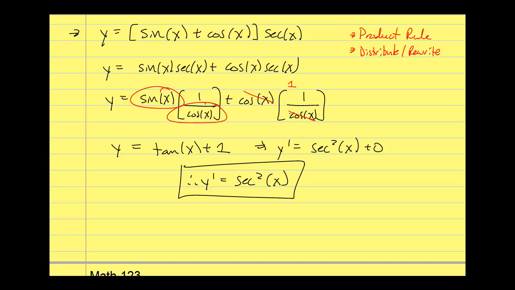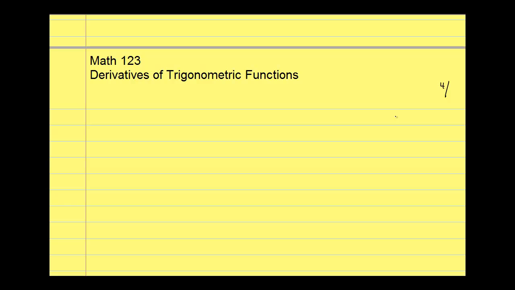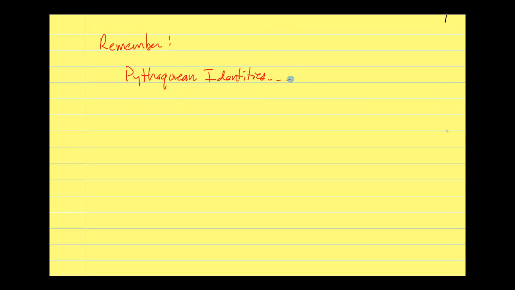So when you're working with these trig functions, the thing to remember is your Pythagorean identities, and your Pythagorean identities, just in case you don't remember them, are sine squared of theta plus cosine squared of theta equal 1. And of course, these could be anything. They could be x's or y's or z's. It doesn't matter as long as the arguments are the same.